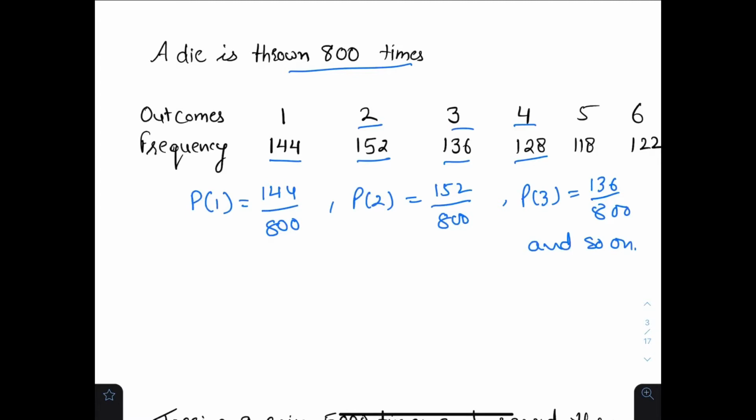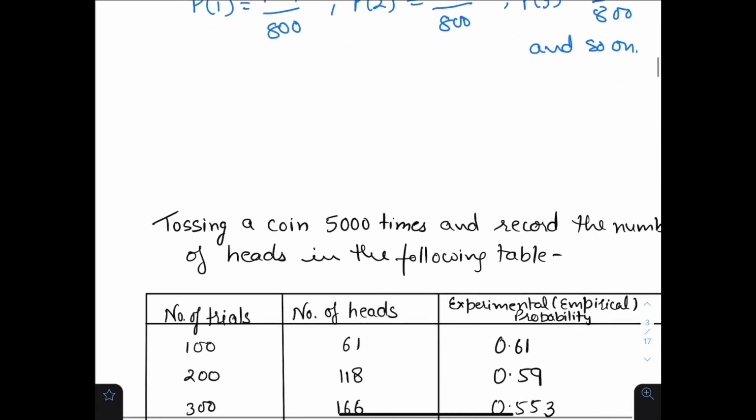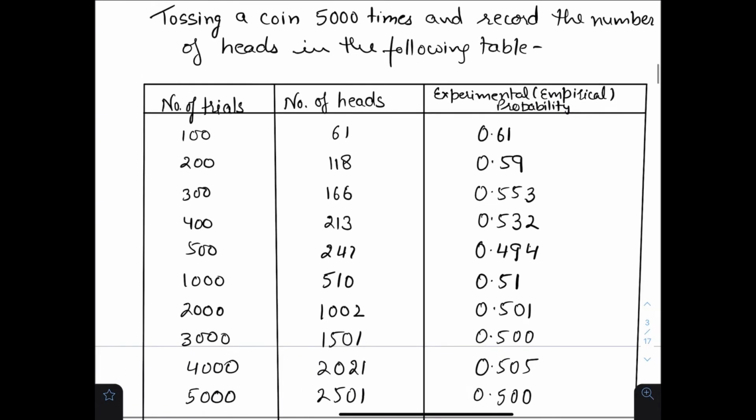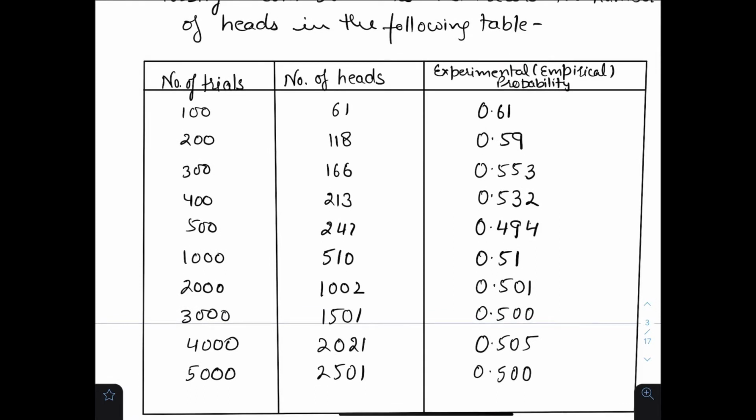These results are based on actual experiment. Again, suppose we toss a coin 5,000 times and record the number of heads in the following table. Suppose these are the outcomes.